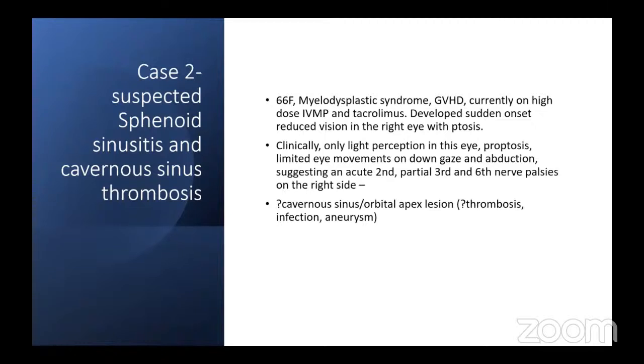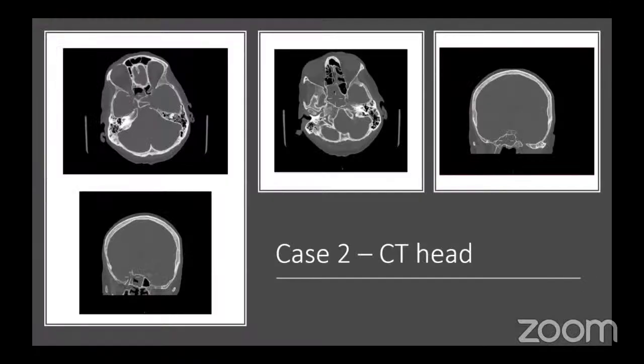Clinically, she was found to have second, third, and sixth cranial nerve palsies. Orbital apex syndrome or cavernous sinus thrombosis was suspected. She went on to have a CT head, which did show sphenoid sinus opacification. This is an axial image. On the right side, you would see an opacified sphenoid sinus, and this is the coronal image, which shows sphenoid sinus opacification.